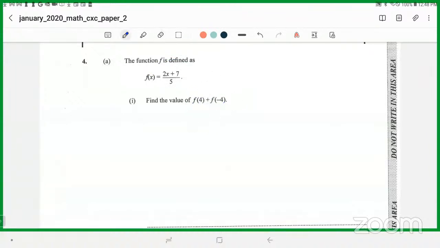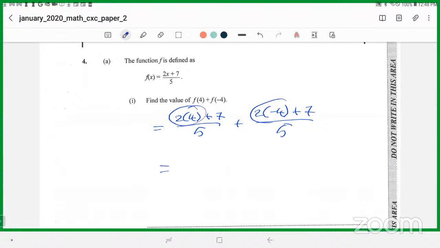All right. So from time to time, I see a question like this. So f of 4 first means 4 here. So it's going to be 2 times 4 plus 7 over 5. And you're adding f of minus 4, which means minus 4 here now. And so that's going to be 2 times negative 4 plus 7 over 5. So what will happen is you have to work out everything and this will eliminate each other because you're adding 2 fractions with the same denominator.